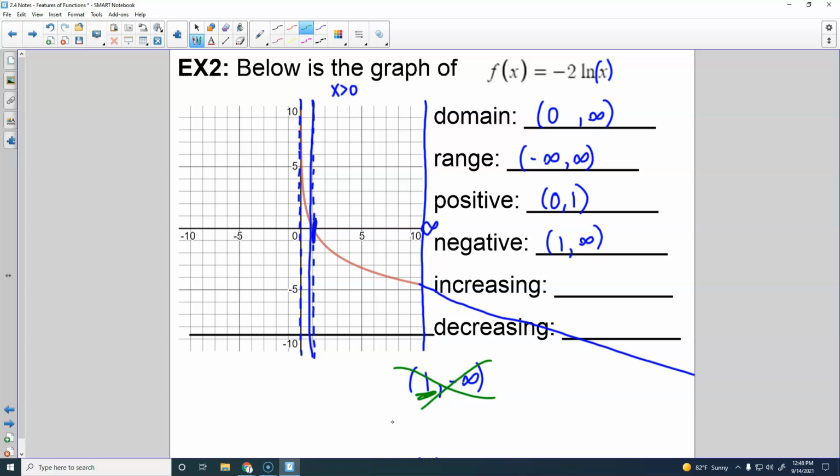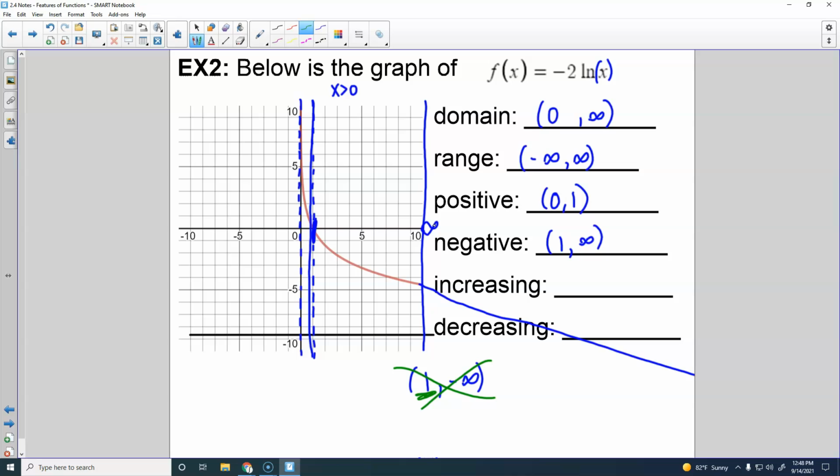Only think about those x values. Don't think about whether it's going up or down. Just think about whether it's above or below the x-axis. So right here, it's below the x-axis all the way over here, which on the x-axis is positive infinity.